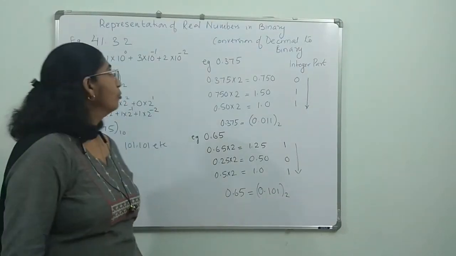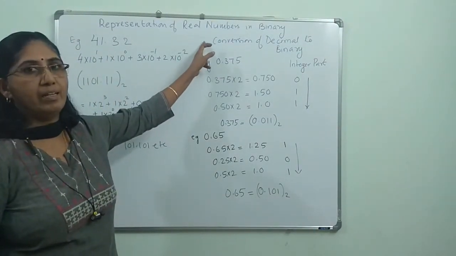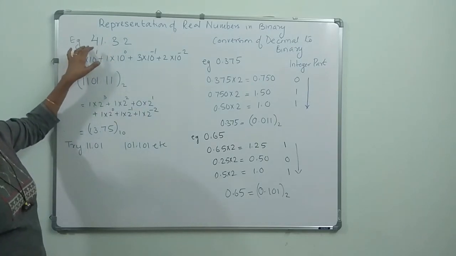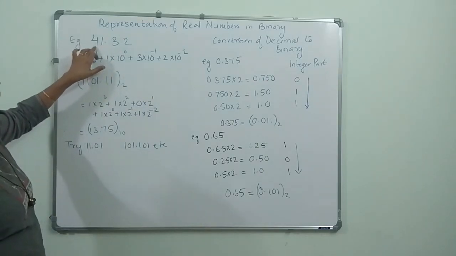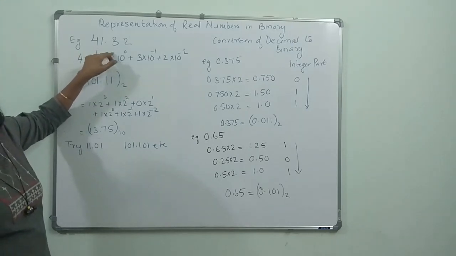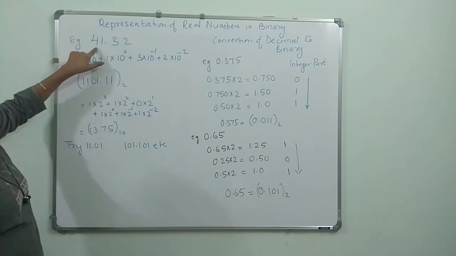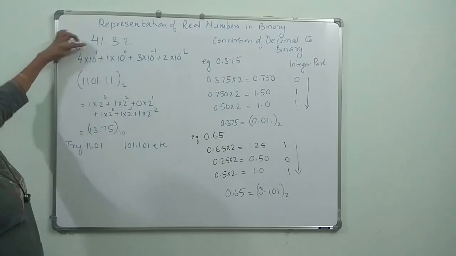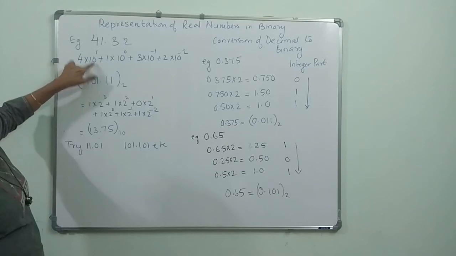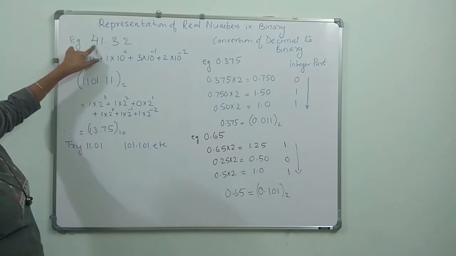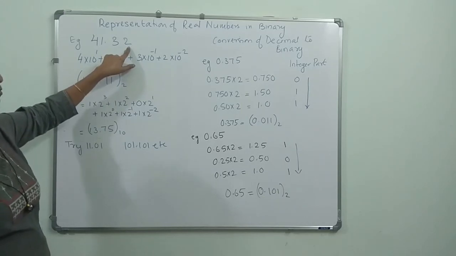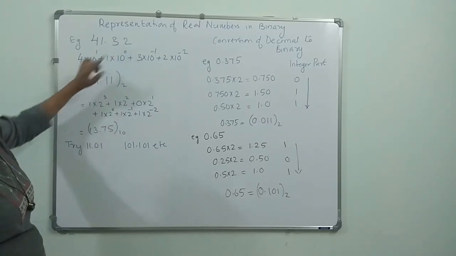Now let us see how to represent real numbers in binary. Real means you will have numbers on both sides of the decimal point. For example, you have 41.32. You are familiar with such numbers in the decimal system. So how to find out the value of this? You look at the weightage. This is 10 raised to 1, 10 raised to 0, 10 raised to minus 1, 10 raised to minus 2, the weightage corresponding to each position.